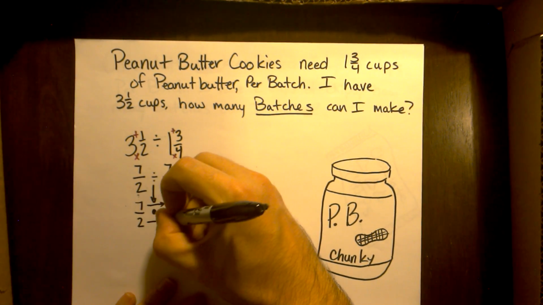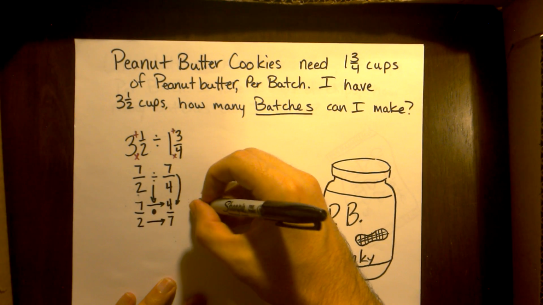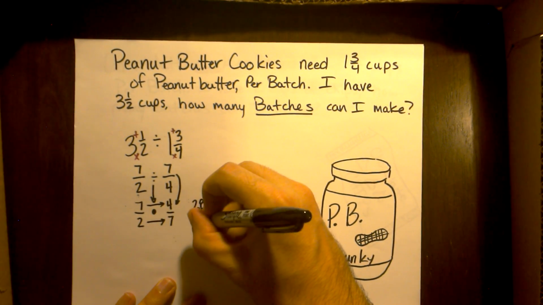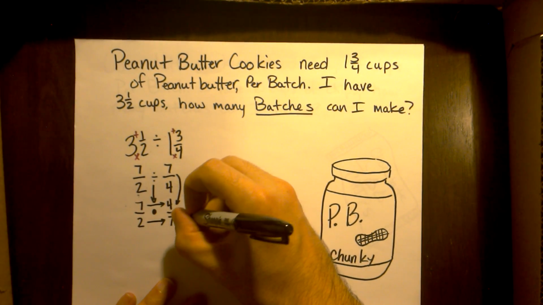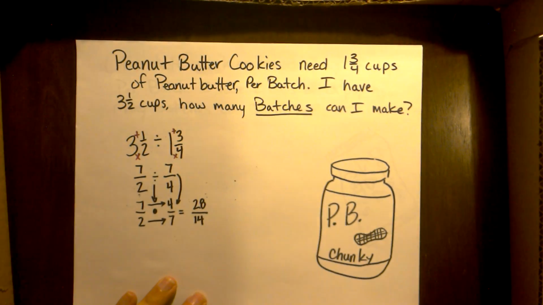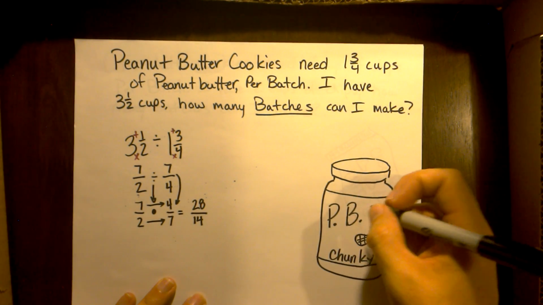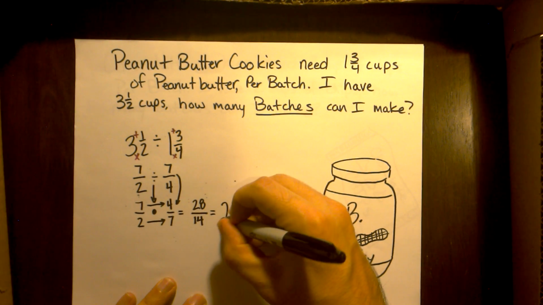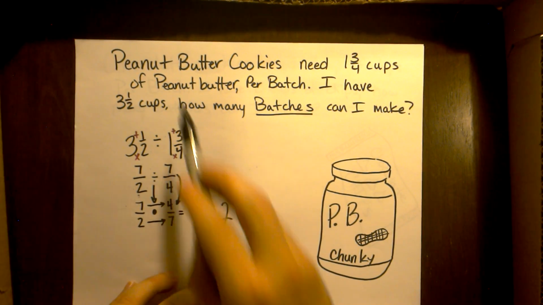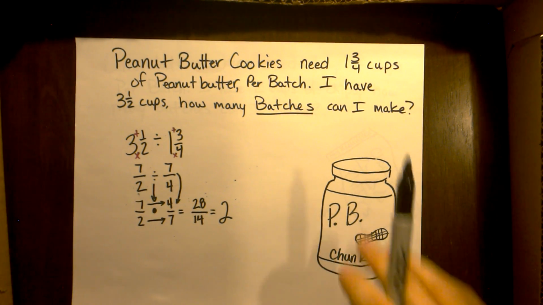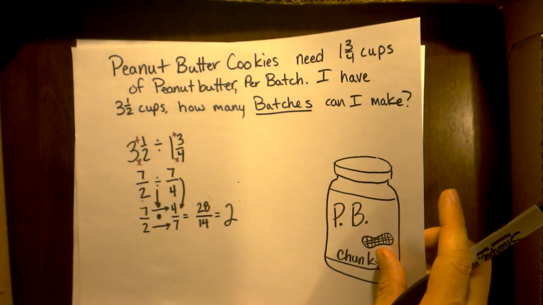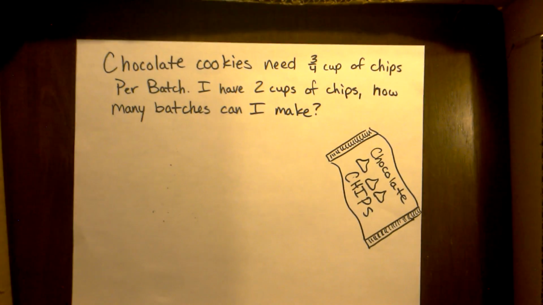Multiply, top times the top, bottom times the bottom. 7 times 4 is 28. 2 times 7 is 14. And remember, I told you that a fraction is really just a division problem. So 28 divided by 14, that's something we should know is equal to 2. So I can make 2 batches of peanut butter cookies. So far, oatmeal cookies seem to be the better plan because we can make more batches.